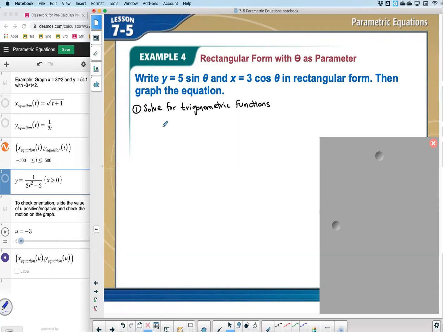So here we go. We have y equals 5 times sine of theta. What we're going to solve for on this one is sine theta. So how do I get rid of the 5 that's multiplying? How do I isolate the sine theta? We divide by 5. Okay, so we solve for one trigonometric function. Now let's do the same on the other. We have x equals 3 cosine theta. What do we do to solve for cosine theta? Divide by 3.